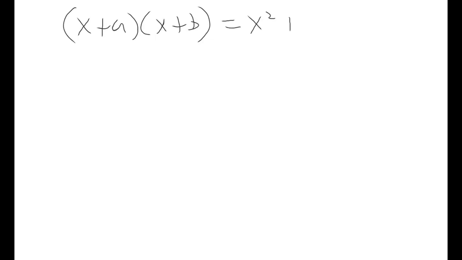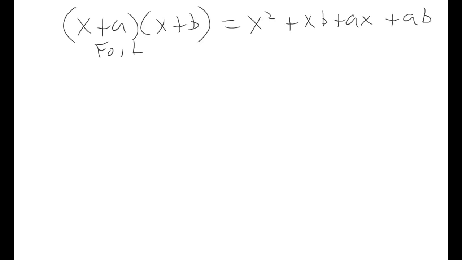If I have X plus A, and then X plus B, right? And I FOIL this, I get X squared plus X to the B plus A to the X plus AB, right? All I did was FOIL. We learned this, I think, earlier in the semester, right? First, outer, inner, last.